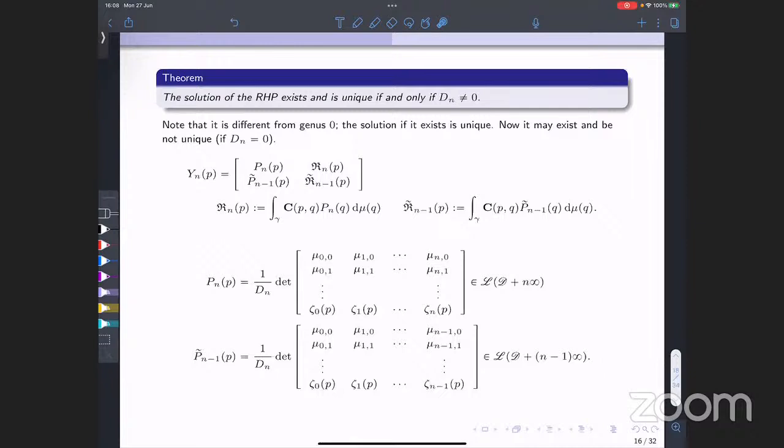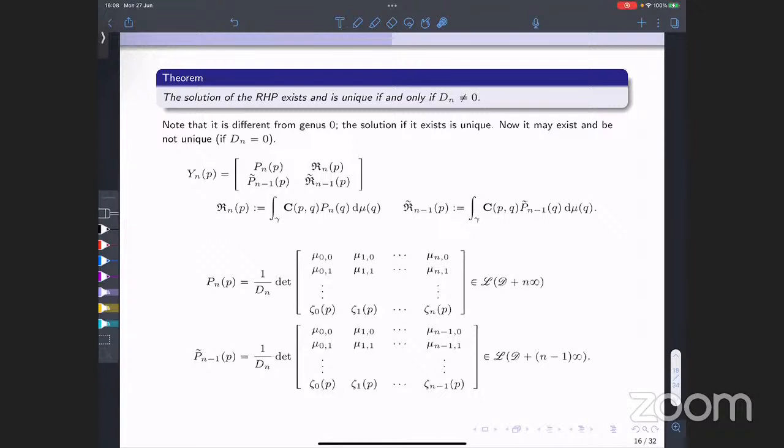So one way of proving that the Riemann problem does not exist is to prove that there are too many solutions in genus zero. Here it is a little bit different, precisely because the index is not zero. It means that if this determinant is non-zero, then the solution exists and it is unique. But if the determinant is zero, the solution may exist but not be unique, or it may not exist.